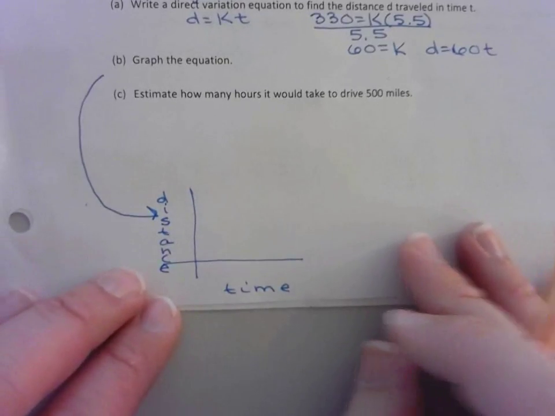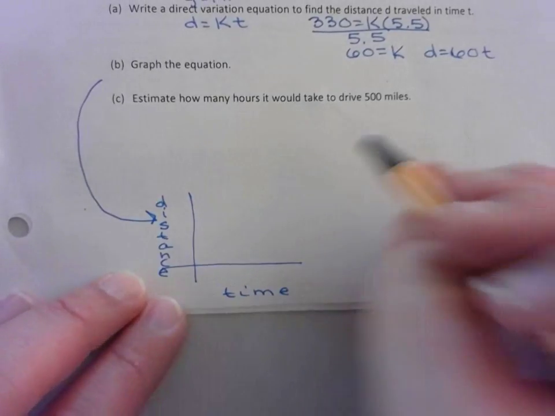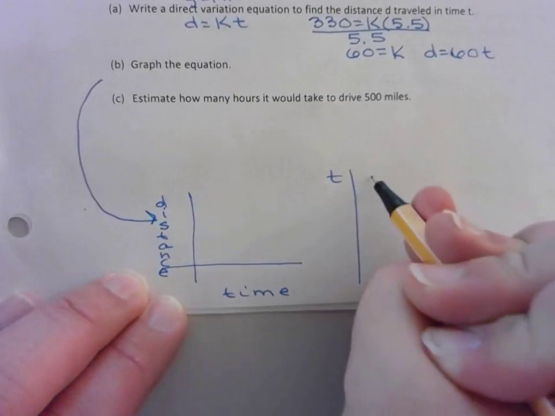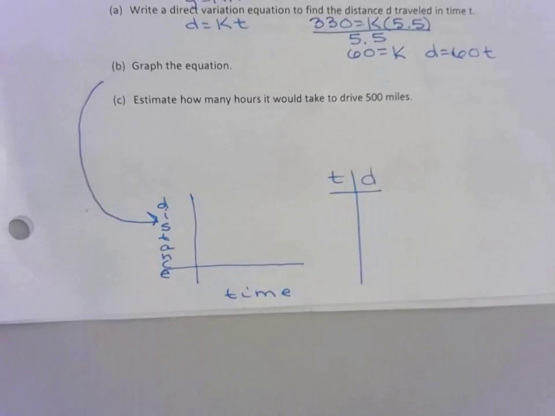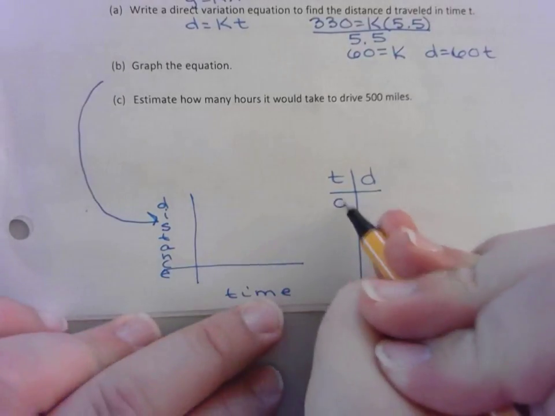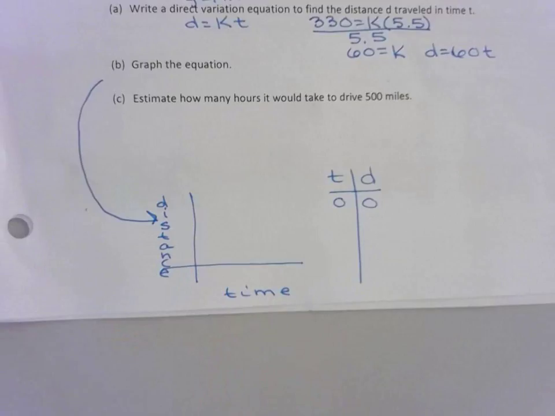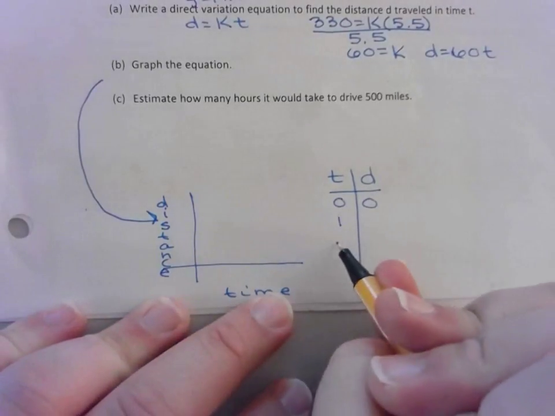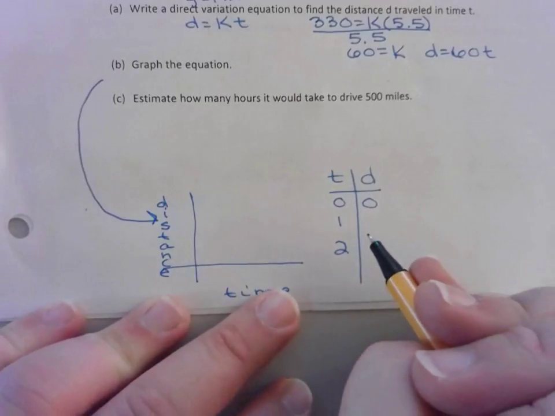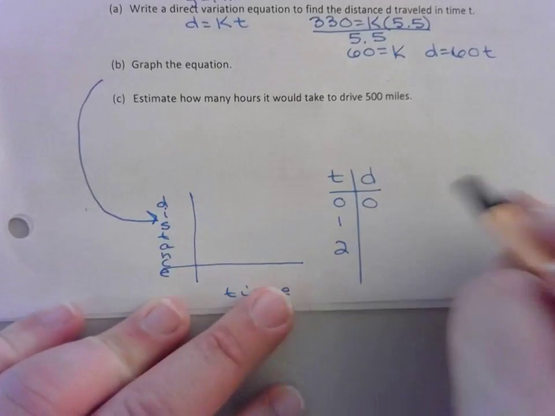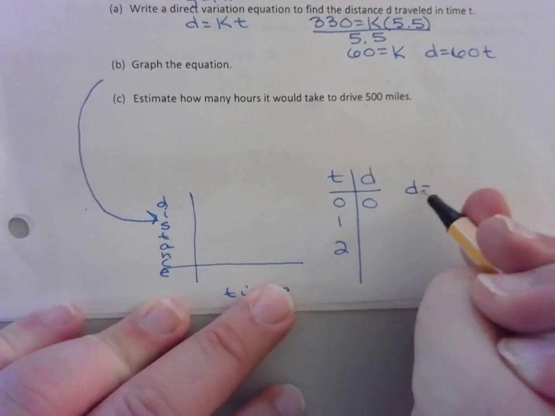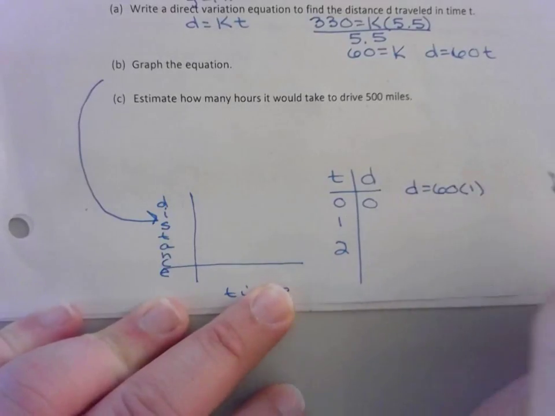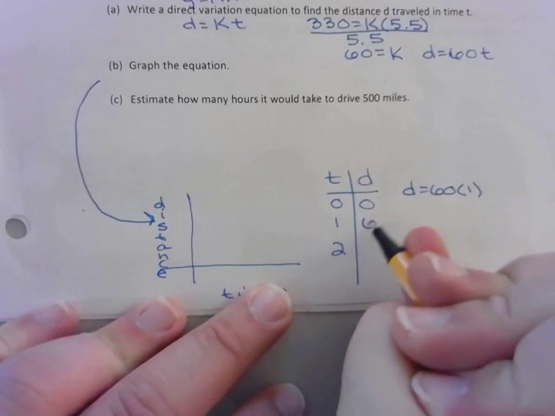If I want to graph this, make a table. T and D. I need 2 points. First of all, if this is a direct variation equation, what point do I already know? 0, 0. So if you don't want to do work, you know it starts at 0, 0 because it's direct variation. Next one, let's plug in 1. If you want to plug in 2, it doesn't really matter. We really just need 1 point. If I plug in 1, D equals 60 times 1, which is 60.